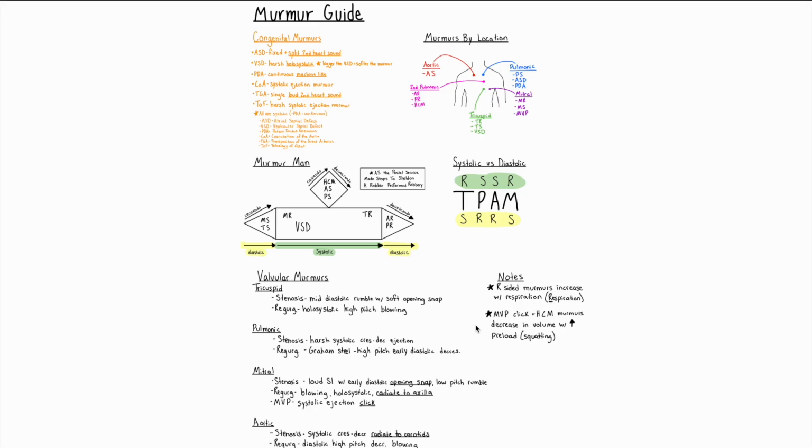And then another tip is that mitral valve prolapse, the click, and hypertrophic cardiomyopathy murmurs decrease in volume when you increase preload, such as squatting. That's kind of just something that you need to know. They're going to describe this often in murmurs. And then to note that all other murmurs are going to increase when you increase the preload. So these are the exceptions.